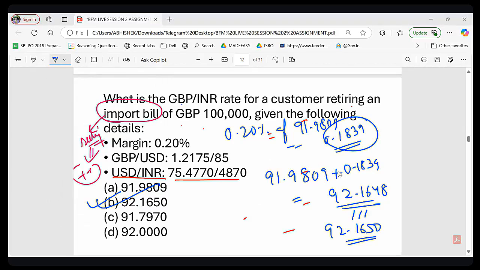Yes, very good, very good. Option number B is correct. Is this question clear to you? How was that? Did you find this calculation straightforward? Let us move to the next question with even more fun challenges.